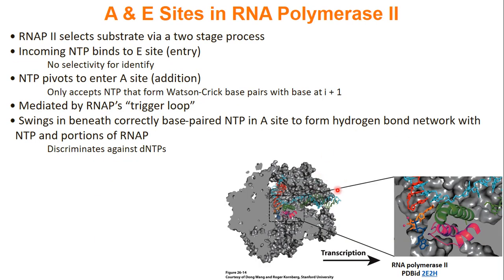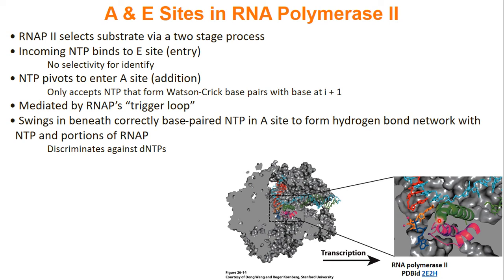So let's look at our RNA polymerase again in a different type of representation. Really, the way we can tell which nucleotide to incorporate is a two-step process. We have two different sites, E and A. In the entry site, we're just going to bind any nucleotide. We don't care what it is. If there are nucleotides floating around, it's going to be trapped in our entry site. Once it's in the entry site, we're going to pivot that nucleotide to the addition site. However, that pivot is only going to happen if our nucleotide forms Watson-Crick base pairs.